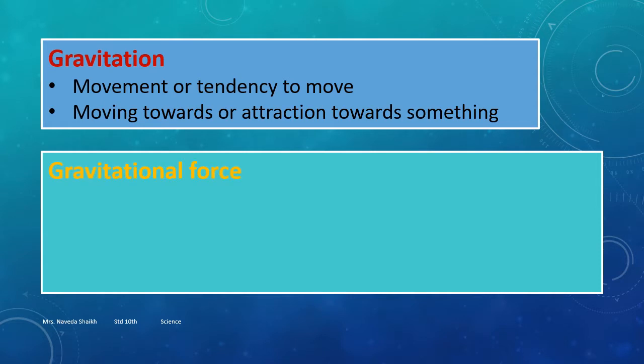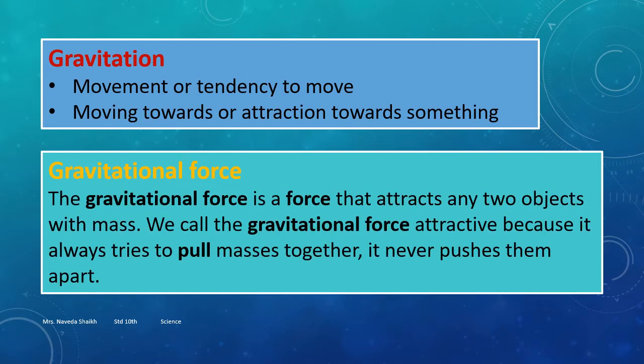Now what is gravitational force? Gravitational force is the force that attracts two objects. Suppose I have two objects which have mass, we call it gravitational force if they attract each other, while trying to pull each other together. They never push things away.